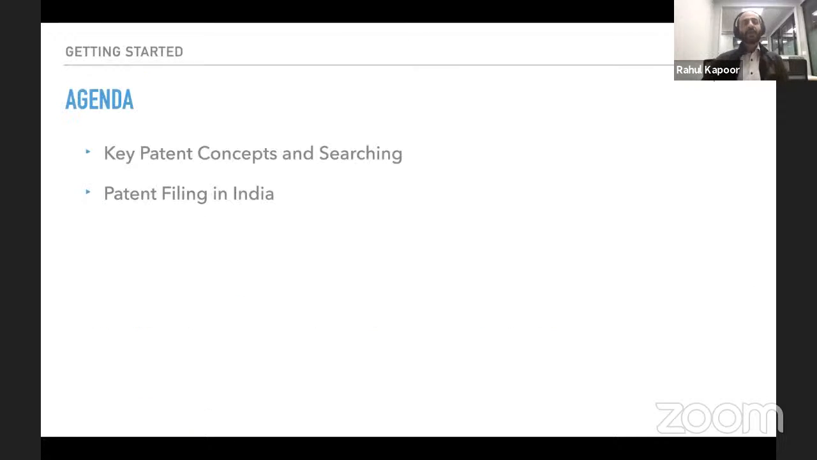Okay, so agenda for today, key patent concepts. We are going to learn the concepts while we do some exercises. So I don't intend to show you any theory or give you a lot of slides. We will learn some patent concepts using the search tools, and also we will learn search. And then we will look at patent filing in India in the second half of the session. So let's say we have about 1 hour for patent search, and the rest we will keep for filing, and also some notes on how to mature your ideas into patents.